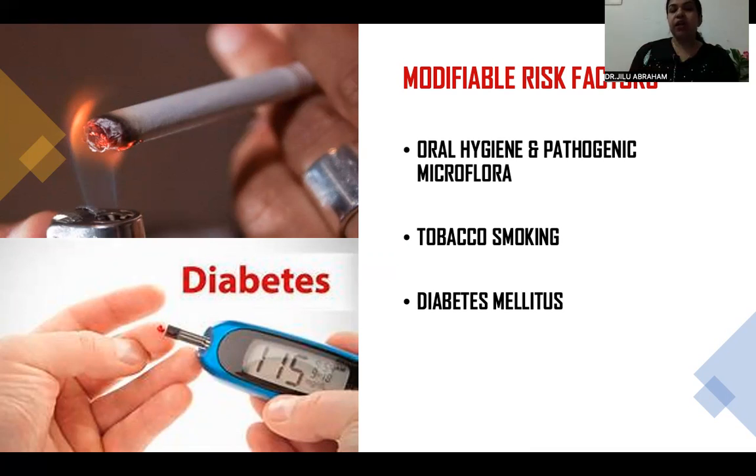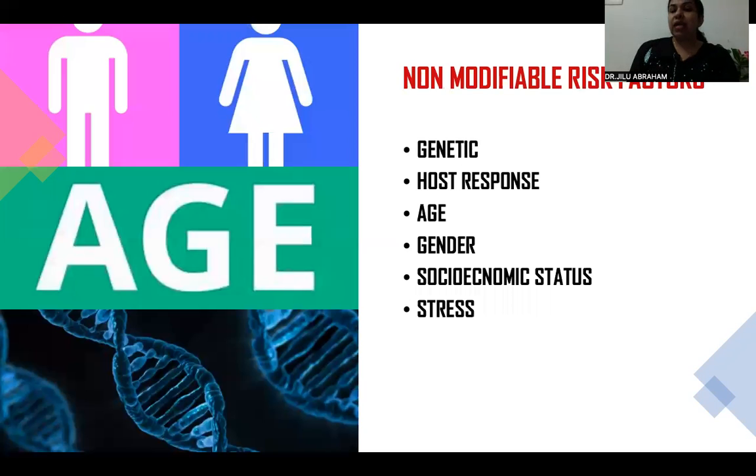One of the examples is tobacco smoking. Many studies say that periodontal risk is higher and periodontal breakdown is more common in smoking patients. We can modify that factor, and that will definitely be reflected in our treatment plan. Diabetes mellitus, as we all know, has a bidirectional relationship. Next is non-modifiable risk factors, which we can't do anything about. These are determinant risk factors. First one, genetic.